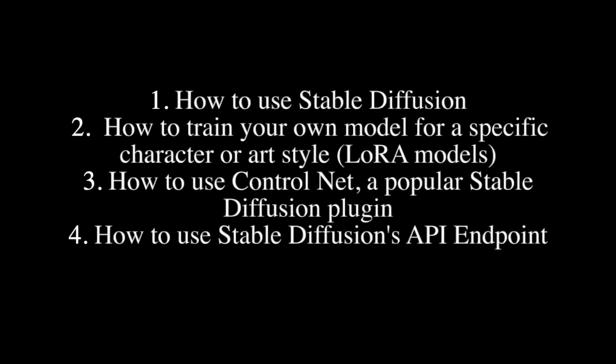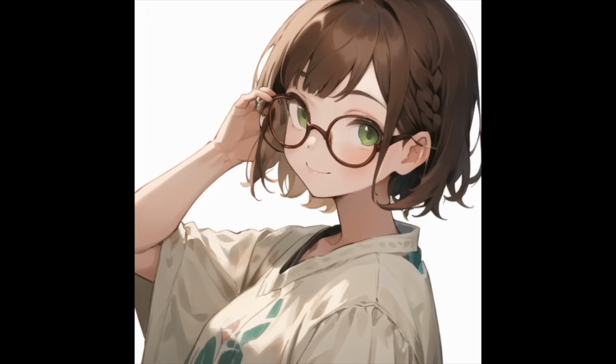The first one will be how to use Stable Diffusion, how to set it up locally. The second, how to train your own model for a specific character or art style. We call these LoRa models. Third, how to use ControlNet, a popular Stable Diffusion plugin. And last but not least, how to use Stable Diffusion's API endpoint. At the end of the course, you should have no problem generating images that look like these. Pretty impressive, huh?